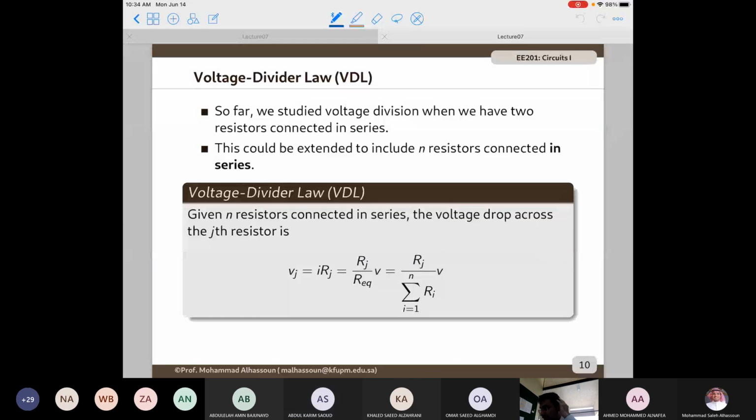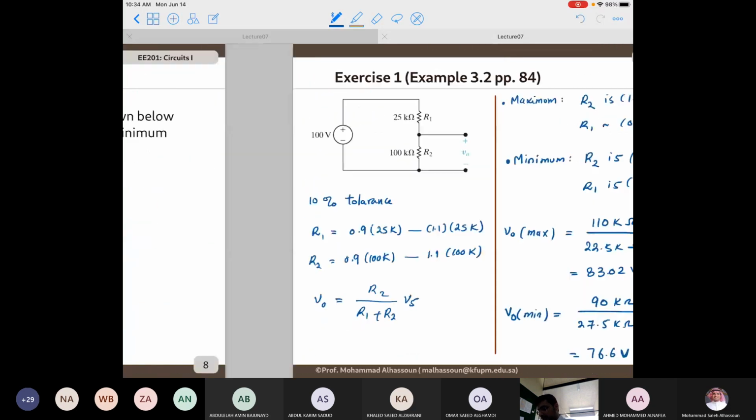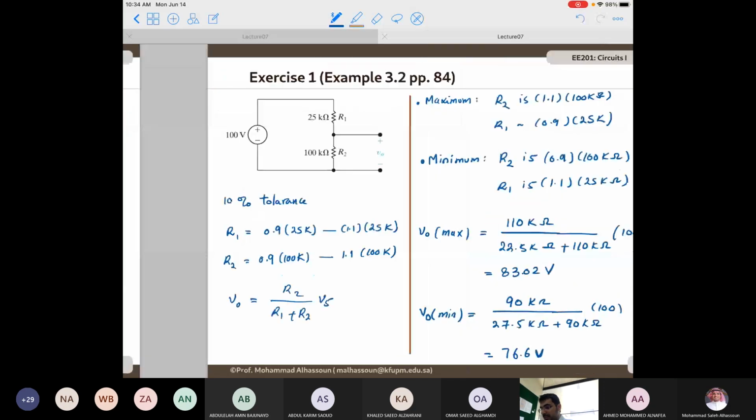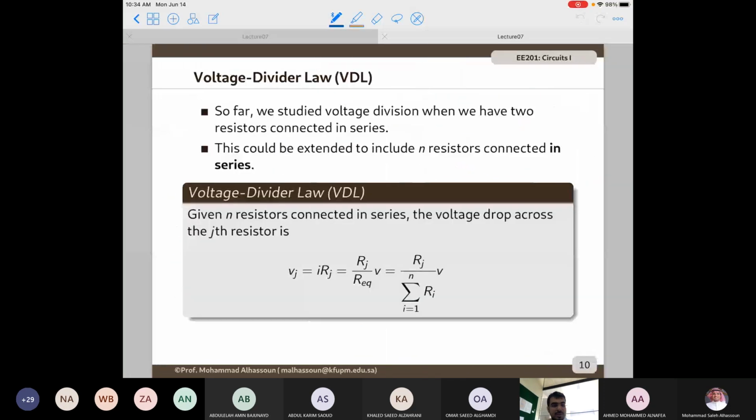Okay, we can generalize this case to include more than a single resistance, more than two voltage levels. If you recall, we have two resistors here. So what happens if we have n number of resistors? It turns out that the situation is exactly the same. The only difference is that instead of dividing by the summation of 2, I need to divide by the equivalent, which is the summation of all resistors.